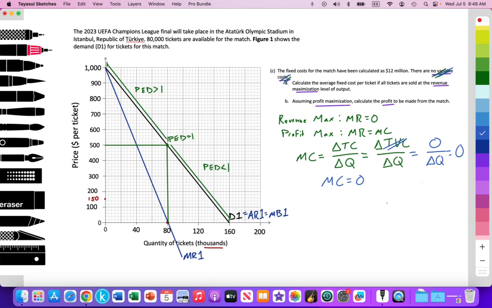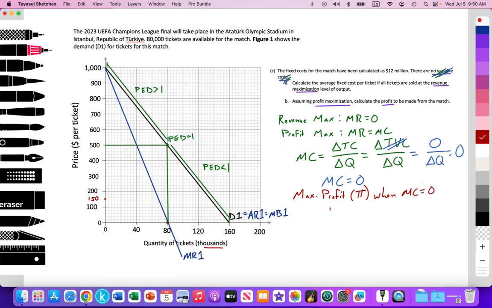Okay, so what does that mean in terms of profit maximization when MC equals 0? That's what this video is going to be focused on: profit maximization when MC equals 0. Let's make a note about that so we can really emphasize that point. So maximizing profit, and the symbol for profit in economics is pi, maximizing profit when MC equals 0 under imperfect competition.